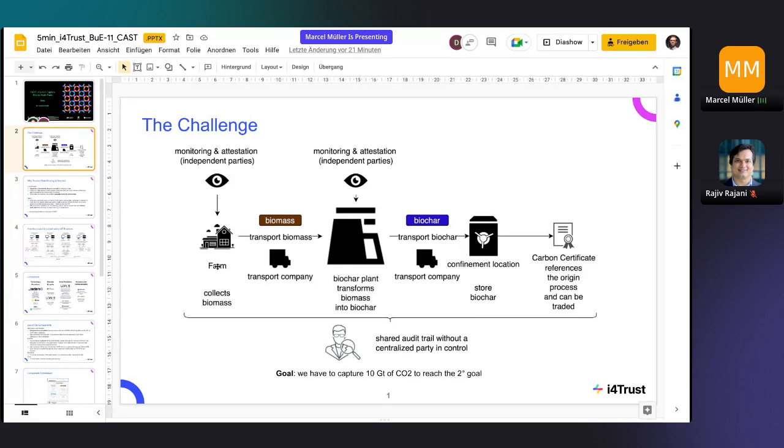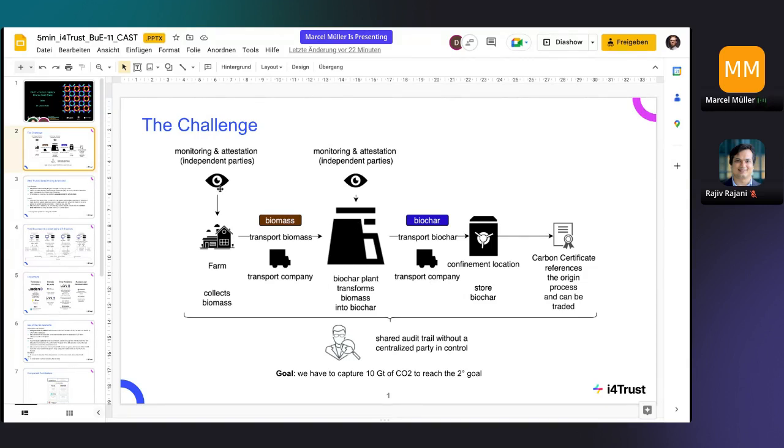For example, a farmer who's collecting biomass and who is creating data for his biomass. So I have here 2 tons of wood chips. The biomass is being transported to some biochar plant that transforms that biomass into biochar. This is a chemical process where you have many different parameters, and where also the end product can have different purity grades. For example, it can have 80 or 90% of carbon inside this biochar. Then this product is being transported to a confinement location where it's supposed to be stored for the next 20, 50, 100 years to keep carbon under the ground and not fire it back up again.